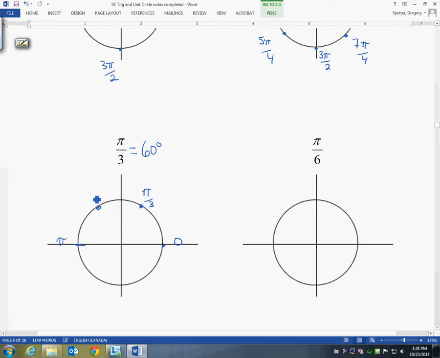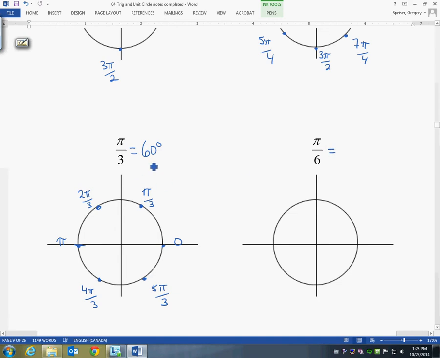Here would be 2 pi over 3. And then this would be 3 pi over 3, which is the same thing as pi. And over here would be 4 pi over 3. And here is 5 pi over 3. And this is 0, or the same thing as 6 pi over 6, or 2 pi, which is the same thing as 6 pi over 3. For the last one, it's pi over 6.